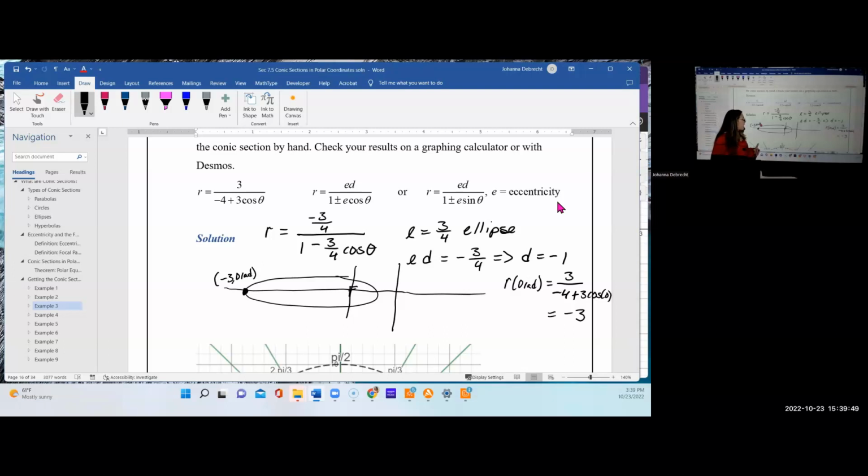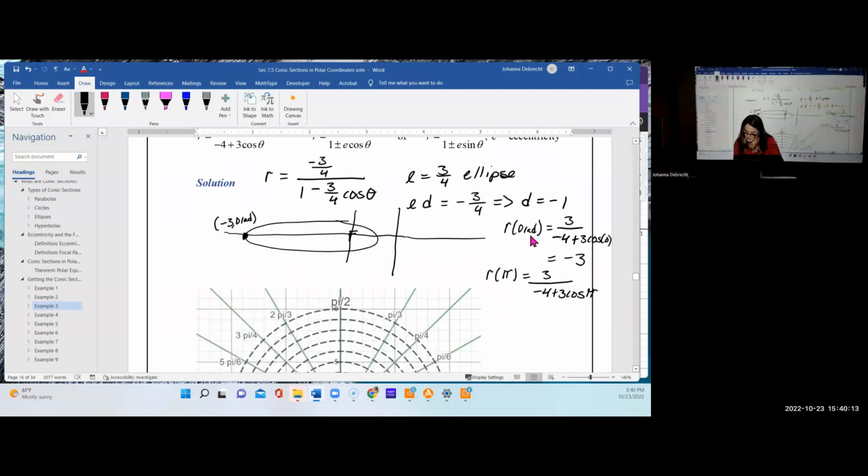Now, how do I get the other endpoint of the major vertice? Well, the other one has to be along the pi line, but it's probably going to give me a negative radius, so it's going to shoot out the other direction. So now I'm going to try R of pi radians, which gives me 3/(-4 plus 3 times the cosine of pi). Now the cosine of pi is -1, so that gives me 3/-7, which gives me -3/7.